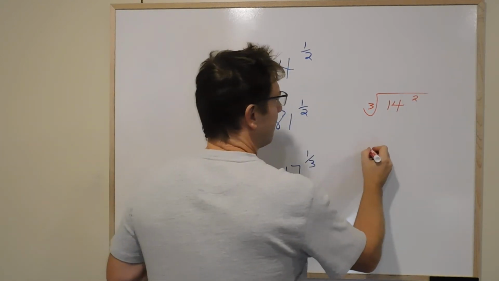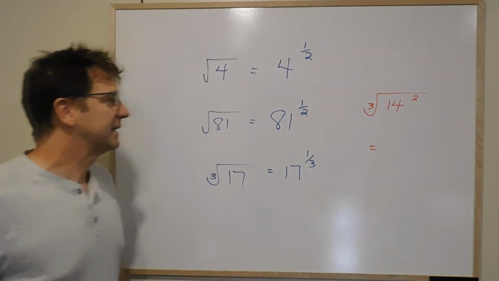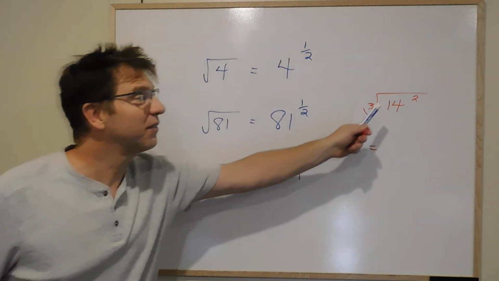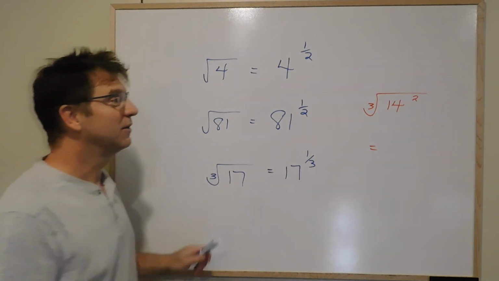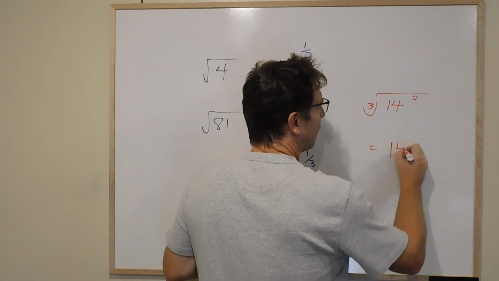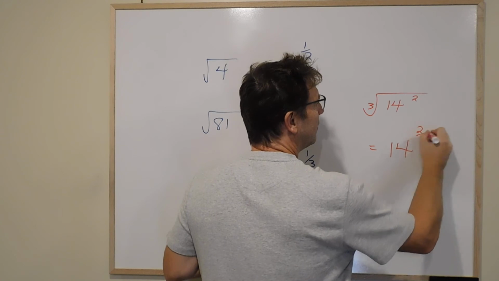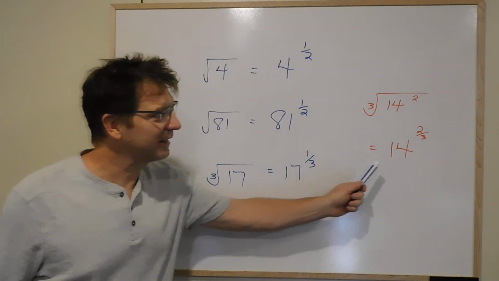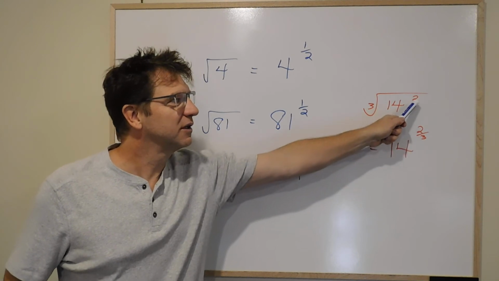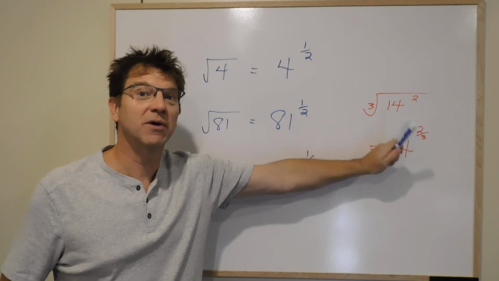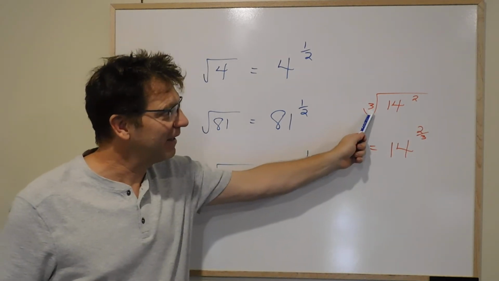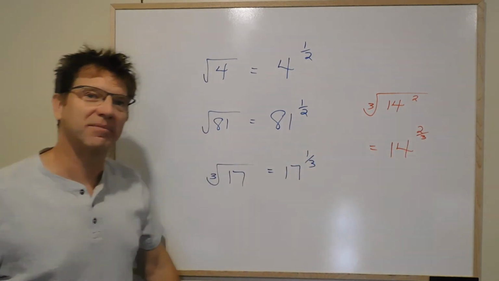Okay? Well, the cube root means it has to be in the denominator. The squared goes in the top. So you actually see something like this: 14 to the exponent 2 under the cube root. So I could rewrite something like this as 14 to the 2/3. The exponent inside is the numerator of my new exponent, and the index is the denominator of my new exponent.